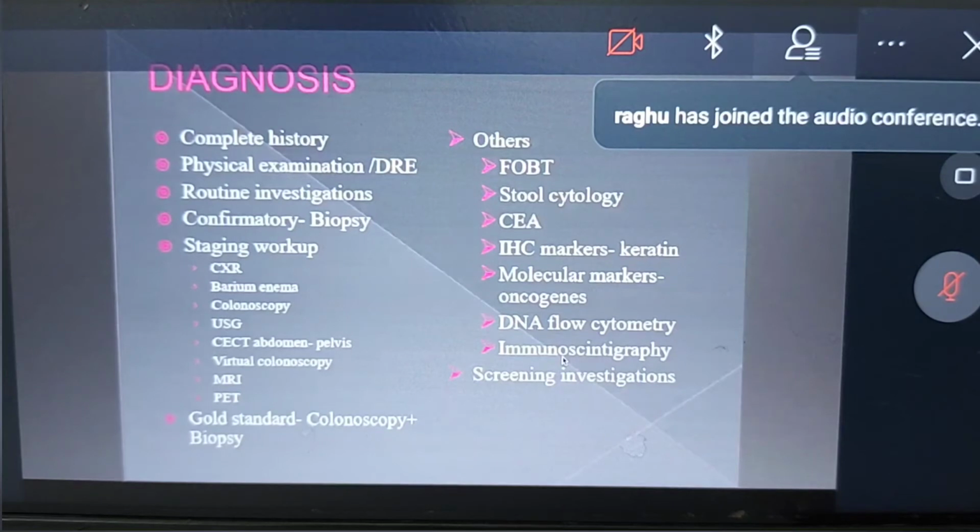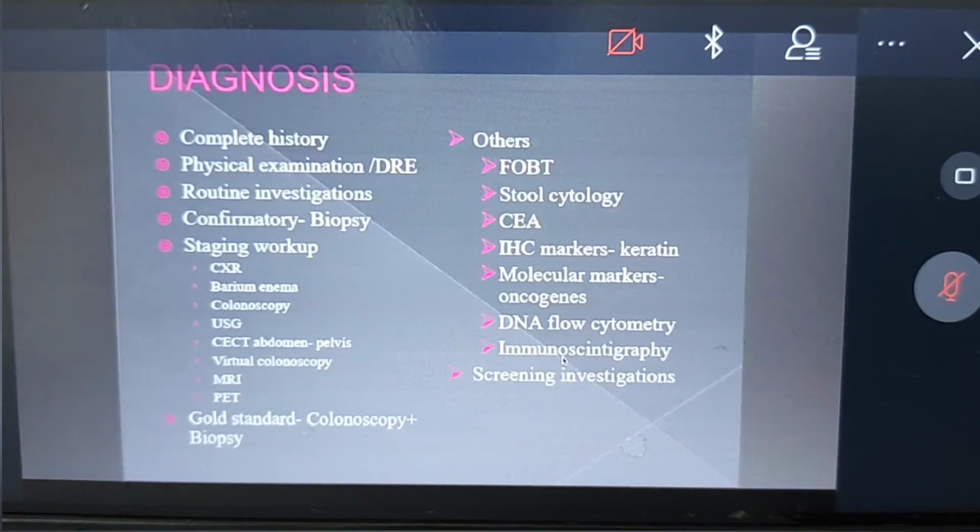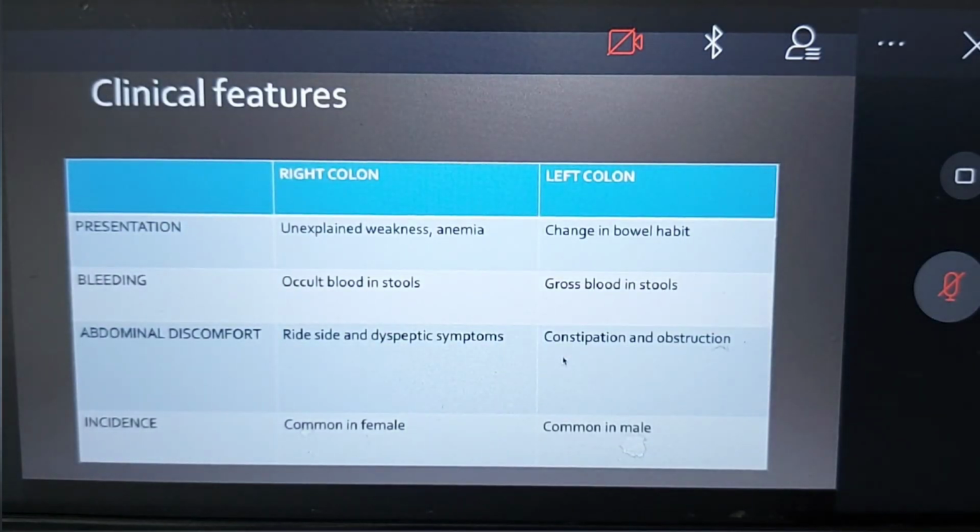And for physical examination, depending on the size of the tumor, sometimes we can palpate from the abdomen, and also DRE. For clinical features, usually for the right colon, the patient commonly will have unexplained weakness and also anemia. If left colon, they will have a change in bowel habit.